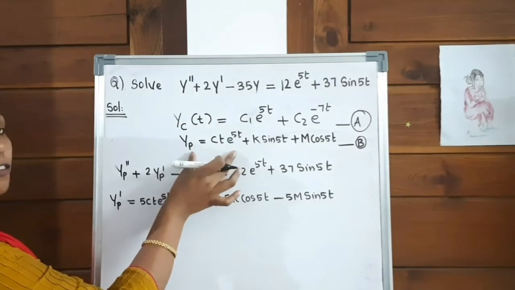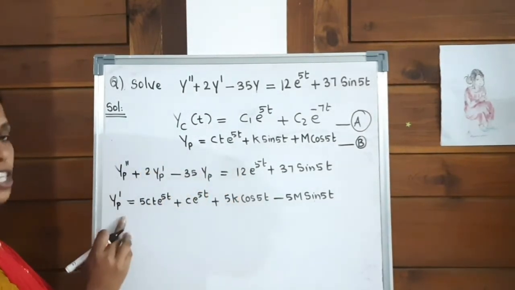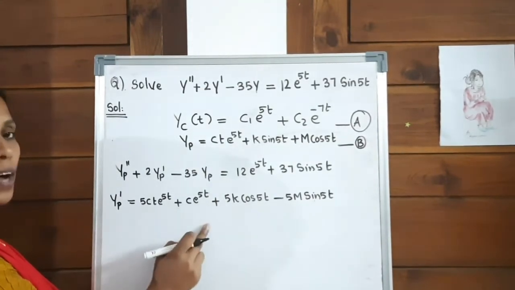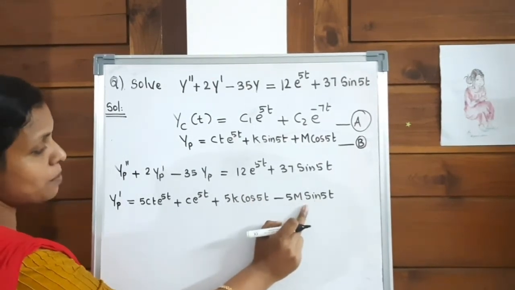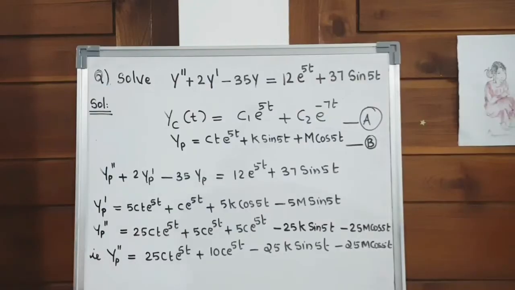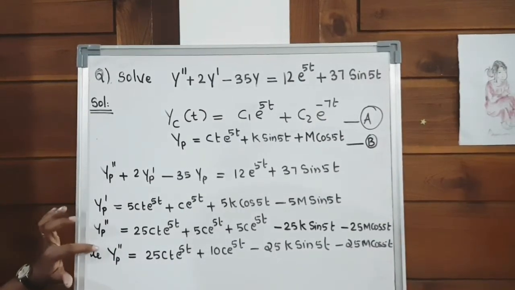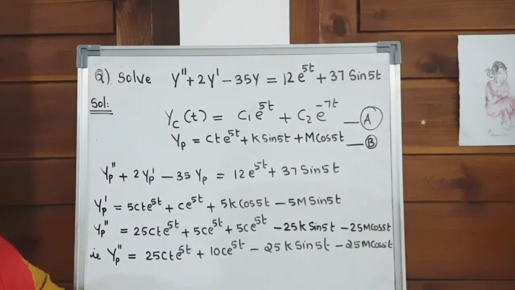First we find the first derivative of equation B, that is yp dash is equal to 5ct e raised to 5t plus c e raised to 5t plus 5k cos 5t minus 5m sin 5t. Next we find the second derivative of yp, that is yp double dash is equal to 25ct e raised to 5t plus 10c e raised to 5t minus 25k sin 5t minus 25m cos 5t.